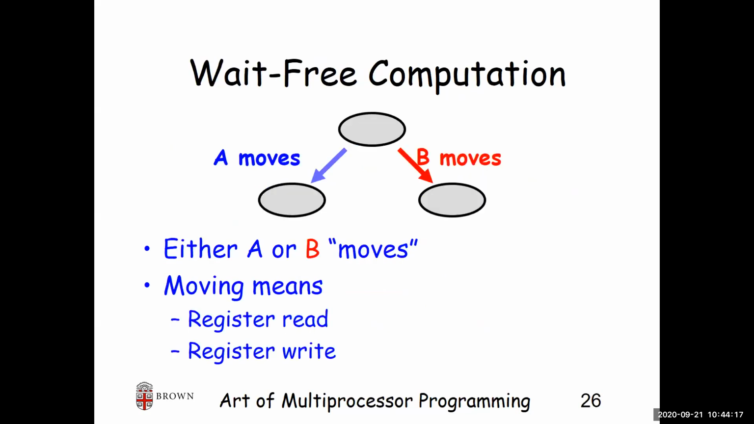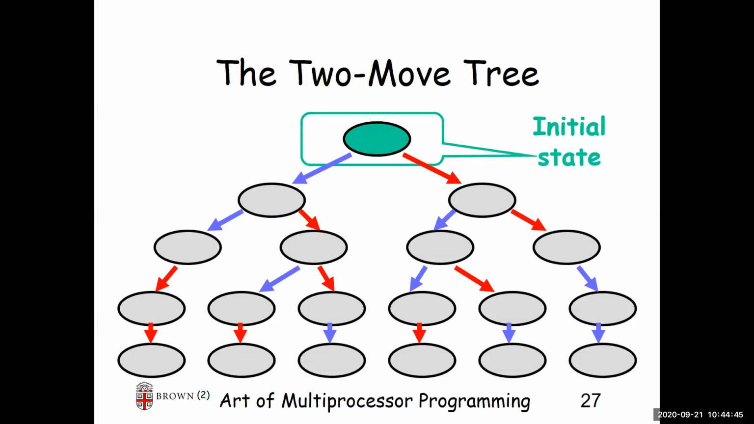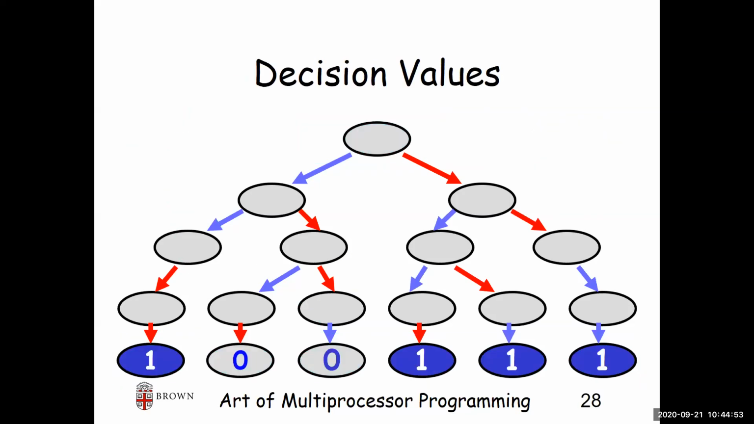So the way it's going to work is like this. We have a wait-free computation, and thread A is going to move, or thread B is going to move. A move means reading or writing a register, because that's all you can do with atomic registers: you can read them and you can write them. Okay? And the two-move tree is going to look like this. Thread A moves with a blue arrow, thread B moves with a red arrow. We start with some initial state, and we're going to reach some final state. It's got to be a finite number of moves, because that's what wait-free is. So we can draw it as a tree like this.